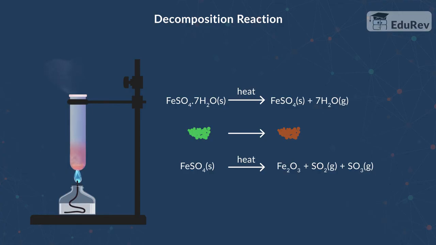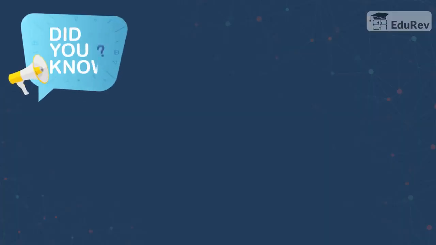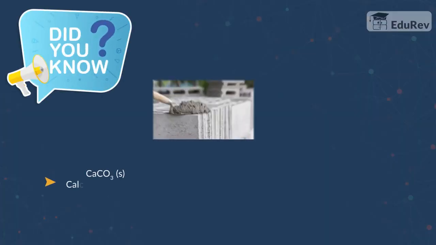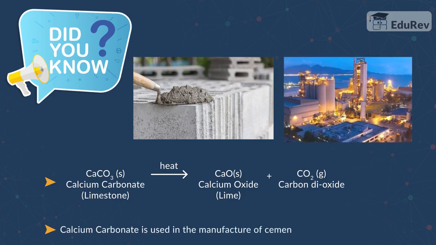Oh, why are we getting an irritating smell? Yes, you will realize that there is an evolution of sulfur dioxide gas. You get an irritating smell. Test these gases with a moist blue litmus paper. You will notice the paper has turned red. This shows that the gases are acidic in nature. Did you know? Decomposition of calcium carbonate to calcium oxide and carbon dioxide on heating is an important decomposition reaction used in many industries. Calcium carbonate, also called limestone, is used in the manufacture of cement.